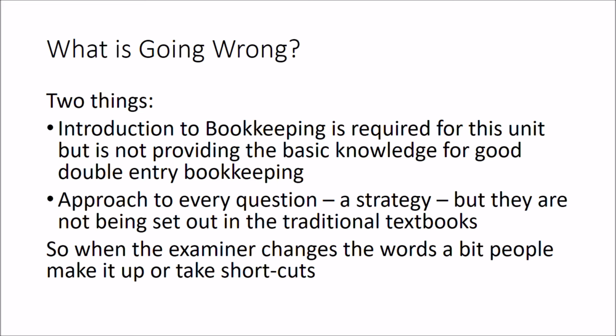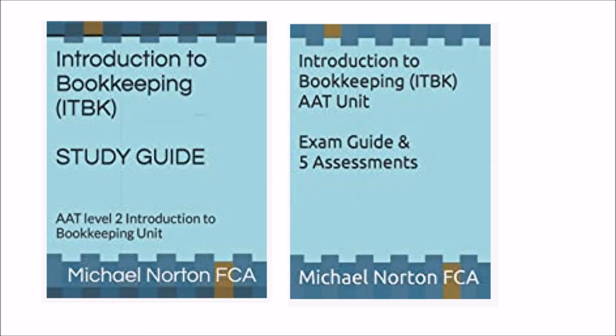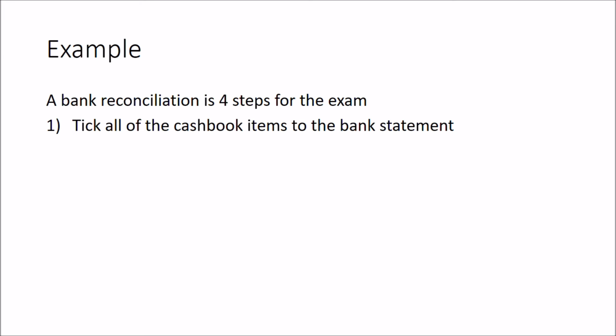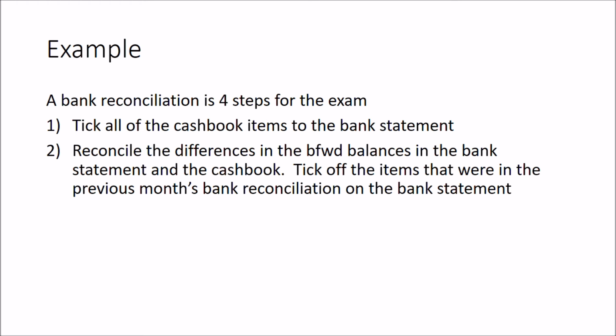We're going to go through really the sort of way. I'm going to give you an example now. So let's go through an example. A bank reconciliation is set out in 4 steps for the exam. So you're going to do it in 4 steps every single time in exactly the same way. Step 1 is going to be tick all the cash book items to the bank statement. Step 2 is going to be reconcile about 4 balances.